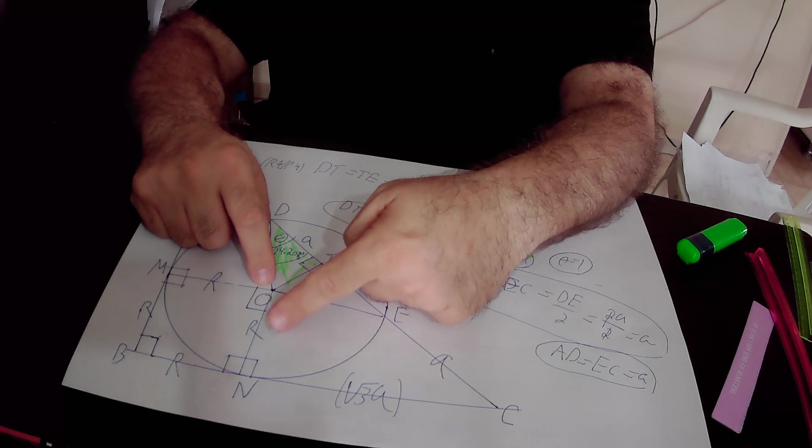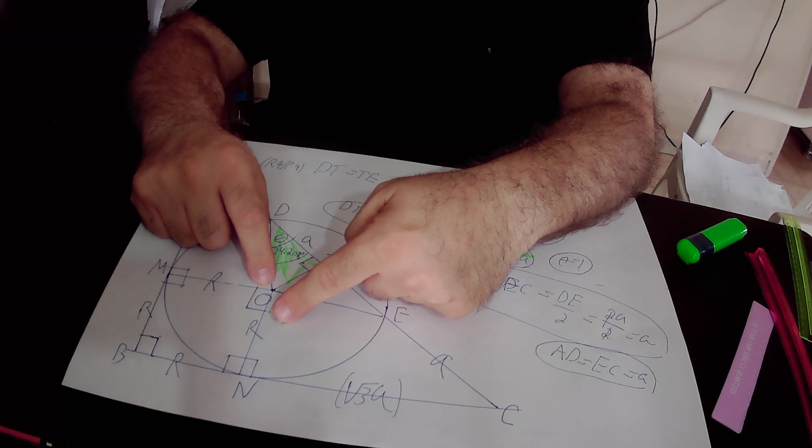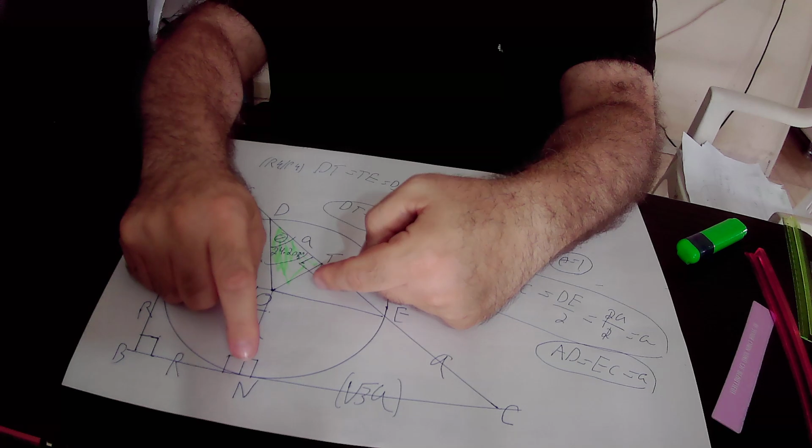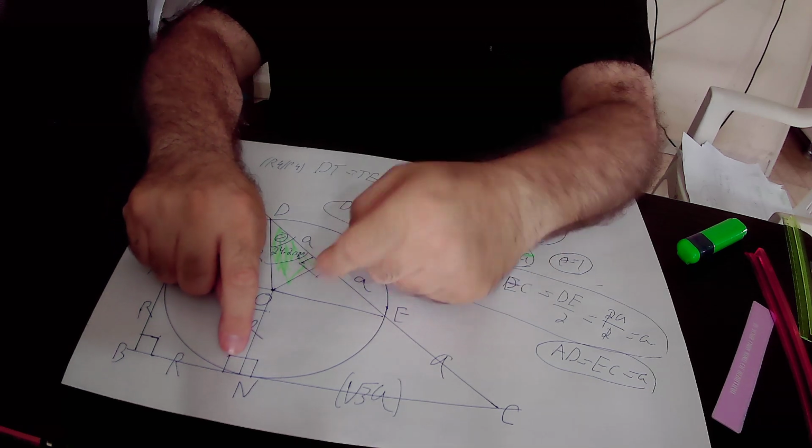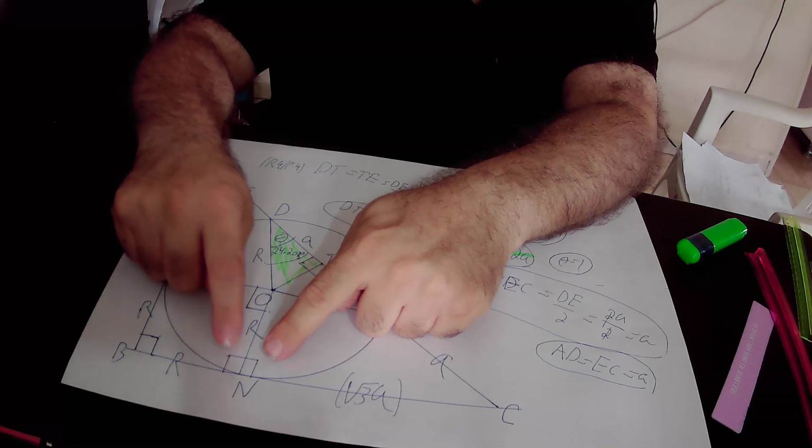ON is the radius of the circle that is equal to capital R. We have the radius ON that is drawn to the point of tangency, therefore according to rule number 1, this angle will be equal to 90 degrees and this angle also equal to 90 degrees.